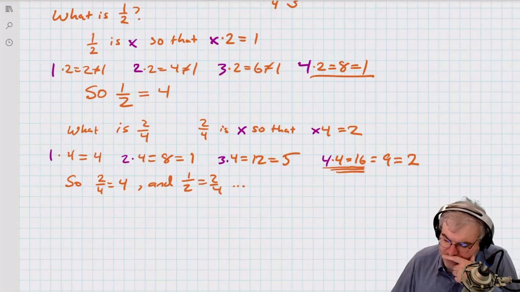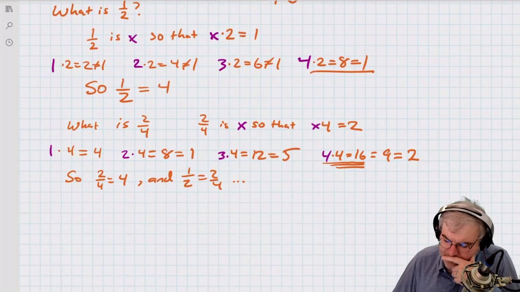Well, 1/2 equals 2/4. So someone's asking, how is 1/2 equal to 2/4? And the answer is that 1/2 equals 2/4 because x times 2 equals 1, and the x in question is 4. 1/2 equals 4, and 2/4 equals 4 because 4 times 4 is 2.